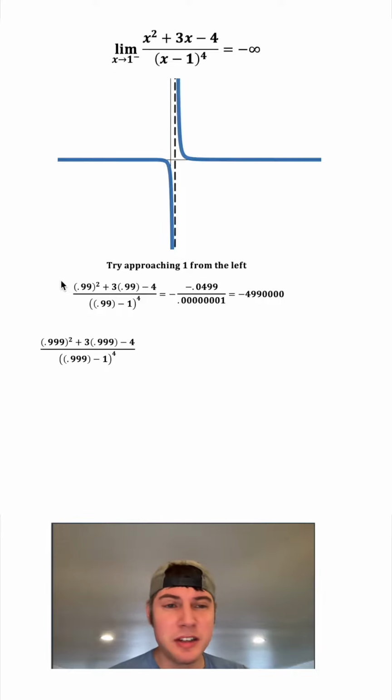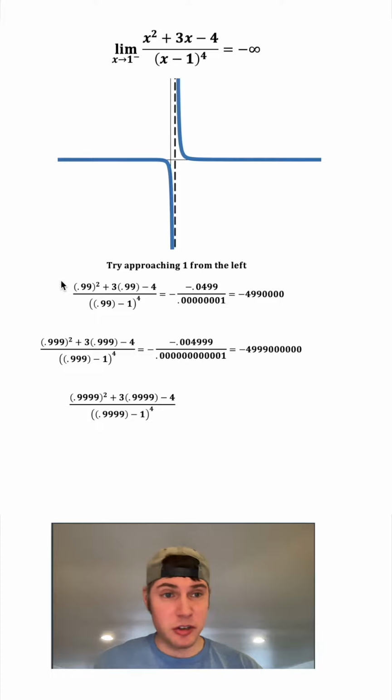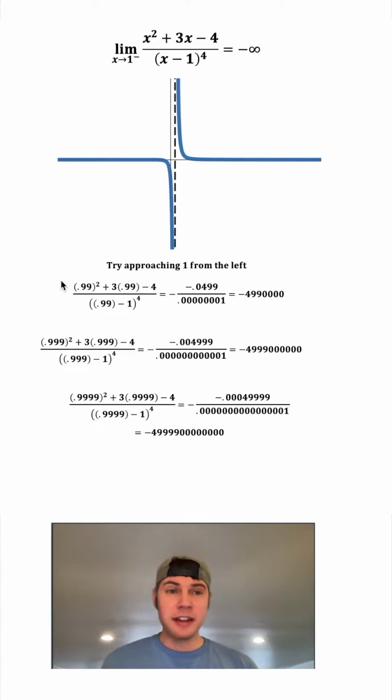Let's try it again, but this time let's get even closer to 1, and we'll go 0.999. That gives us these numbers. Now we're even bigger negative number. Let's do it again with 4 nines, so now we're getting even closer to 1. It's going to give us an even larger negative number. And this is going to keep happening.